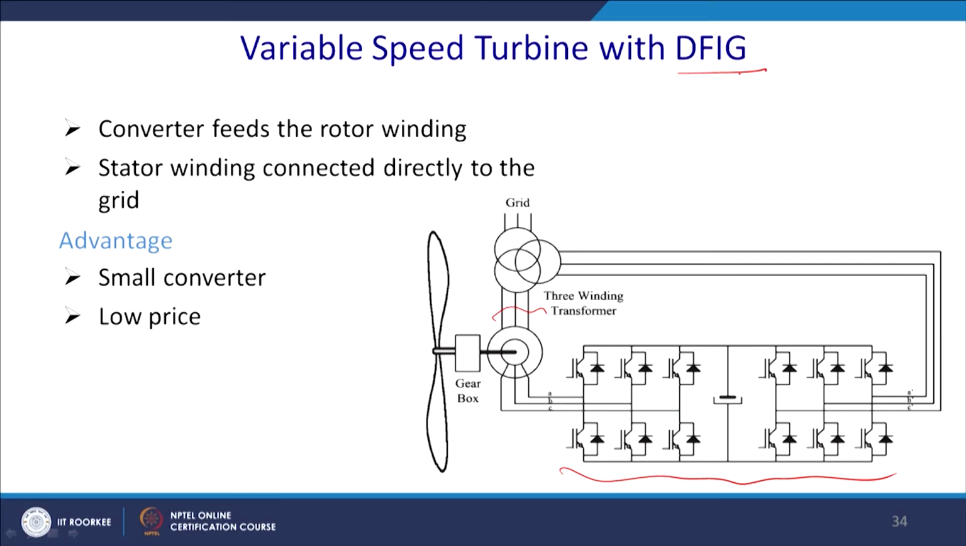The converter feeds through the rotor winding, with the stator winding connected directly to the grid. The main advantage of this topology is that the converter sees only the rating of the rotor, and thus its rating is quite low, a small converter, and thus the price of this converter is also low, and we can effectively control the power through this small converter.